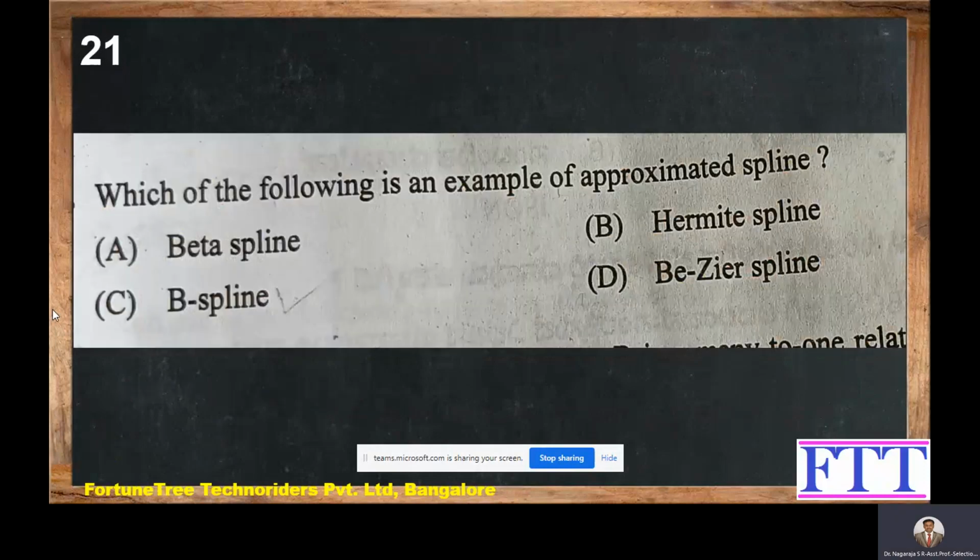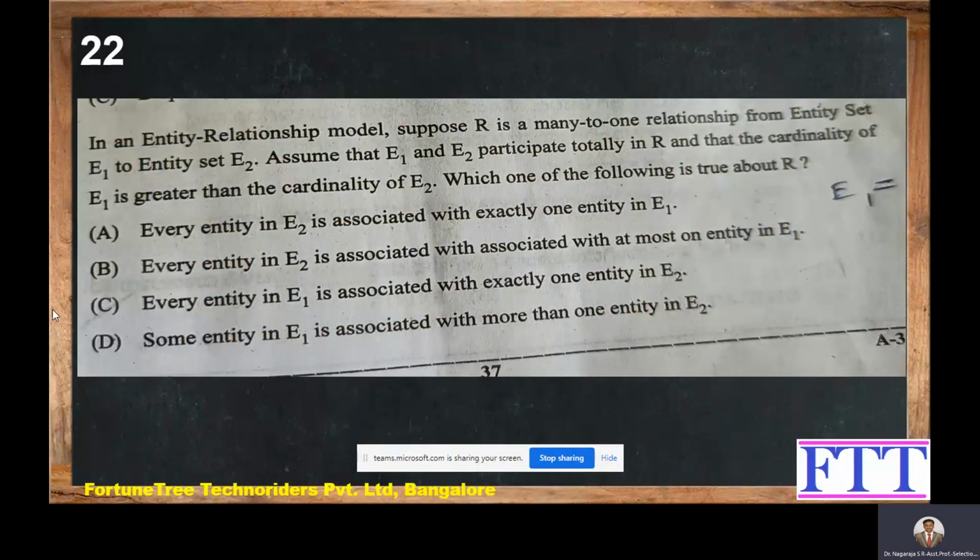Move to the 21st question. Which of the following is an example of an approximating spline? Option A, Bezier spline. Option B, Hermite spline. Option C, B-spline. Option D, B0-spline. Option C is the right answer, B-spline. So we move to the 22nd question.